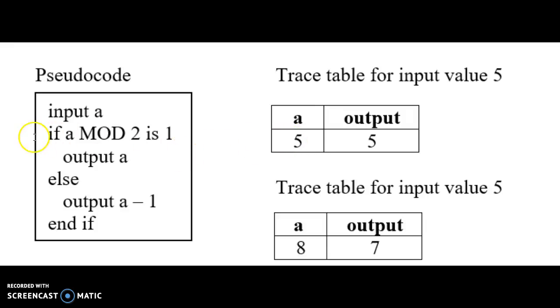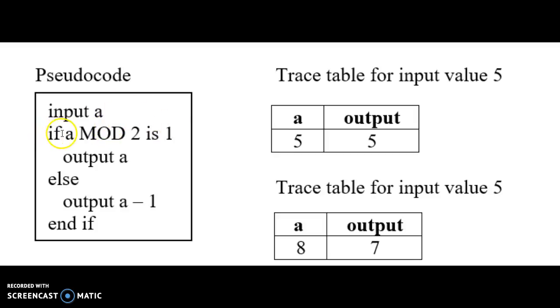The next line uses the mod function, which essentially gives you the remainder when you do division. So here it says if A mod 2 is 1, now A is 5. 5 mod 2 means the remainder you get when you divide 5 by 2. 5 divided by 2 is 2, with 1 as a remainder. So in this case, when we have A mod 2, the remainder is 1.